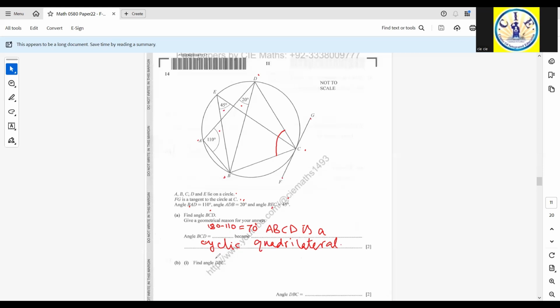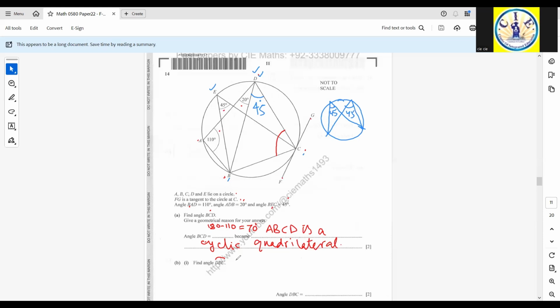Okay, find angle DBC. Angle D, B, and C. First of all, we need to see that angle E and angle D are angles in the same segment. So that's why these should be of equal length. This one and this one. If this is 45, this is also going to be 45. So for E and D, this angle is going to be 45 as well.